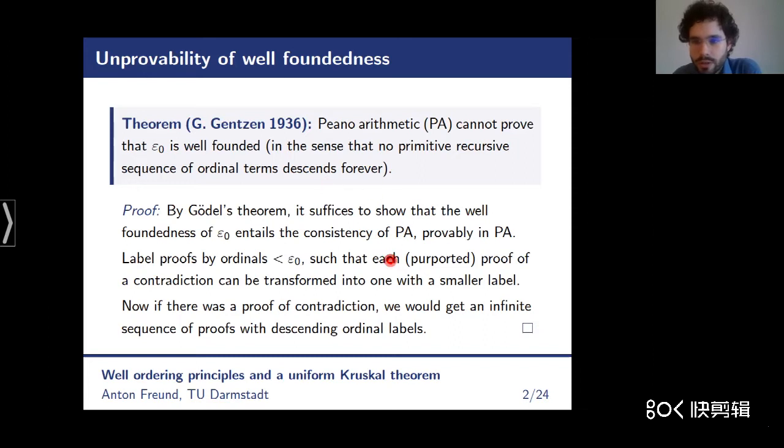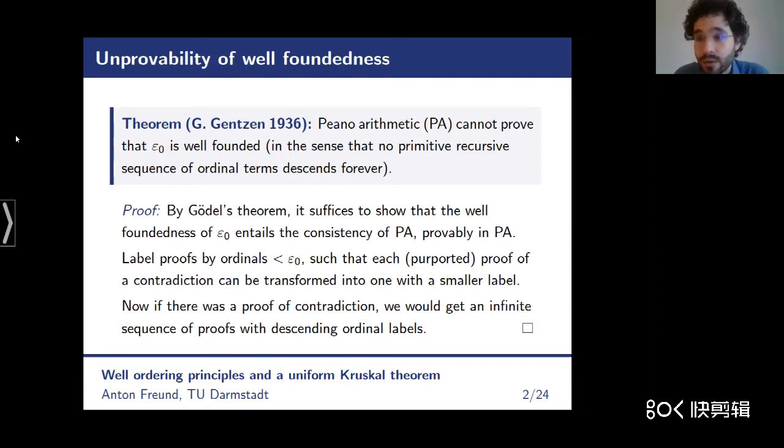I wrote purported here because, of course, we don't have proofs of contradiction at all. So it's kind of a hypothetical argument. You imagine that you have a proof of contradiction, and then you argue that whenever something like that would be given, then you could transform it into something that has a smaller label.